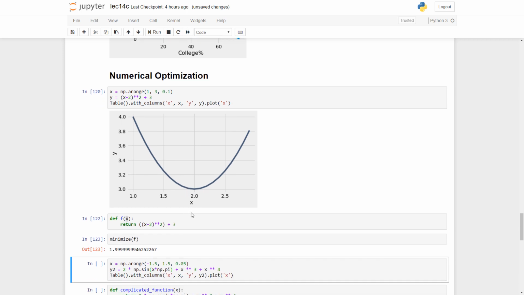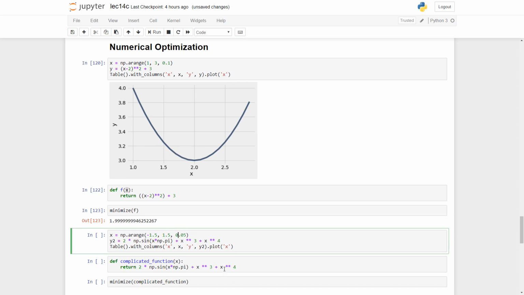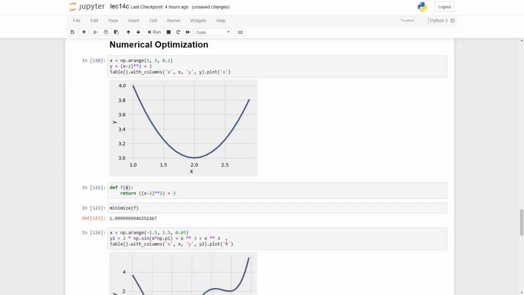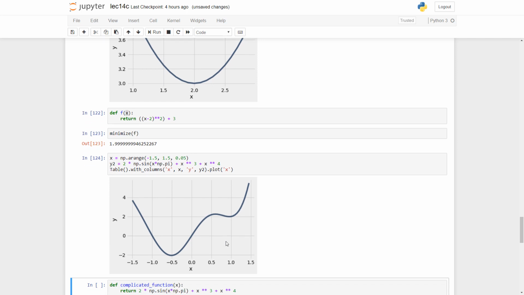Okay, here's another example, another function that's more complicated. We'll put it in a table so that we can plot it. This function is 2 sine pi x plus x cubed plus x to the power 4. So it's really complicated and it's not very easy to find the minimum value for it. Let's plot it. And when we plot it, we see that, of course, visually it is easy to say that the minimum value of that function will happen here, which means that x will be minus 0.5 to get the minimum value of the function, which is minus 2.